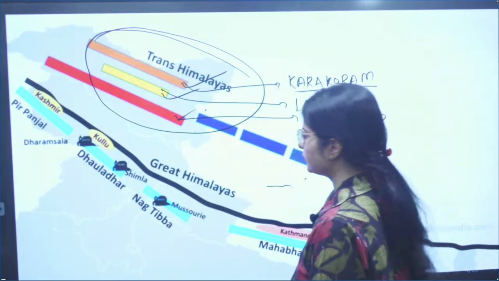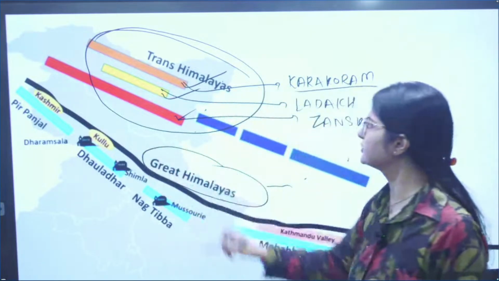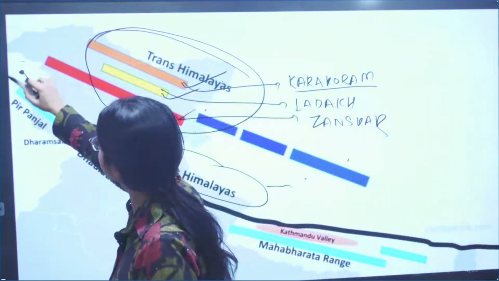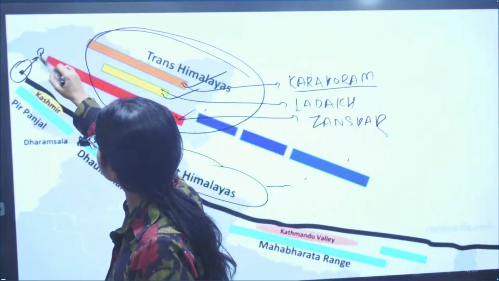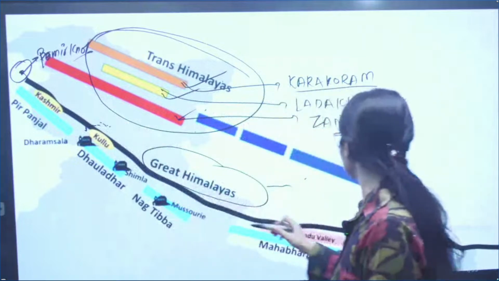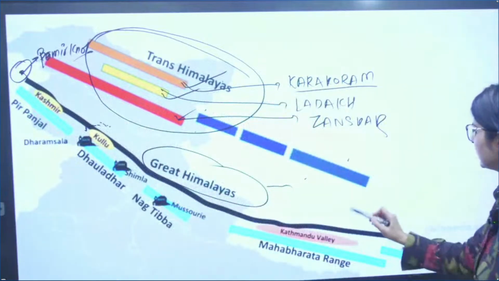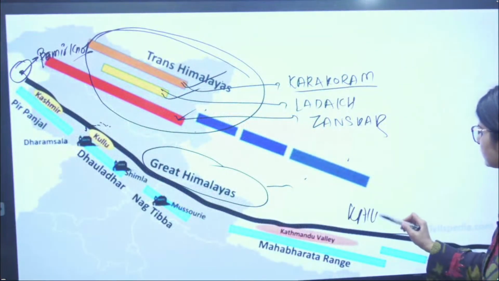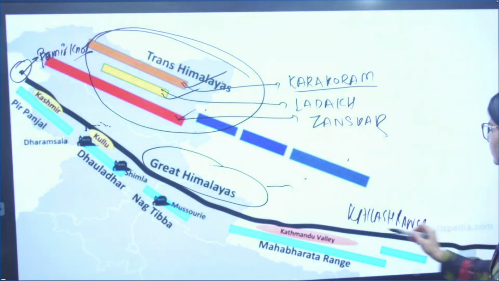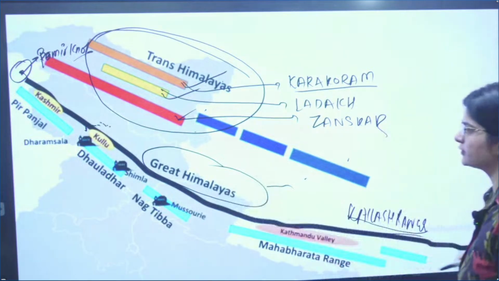And then comes your Great Himalayas after this. Can you see how it has been extended from here, which is your Pamir Knot, and from here it is going to Kailash range? It is one of the longest ranges that we can see.